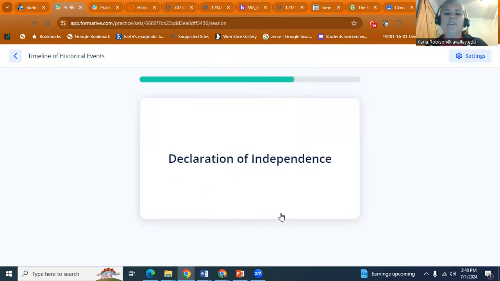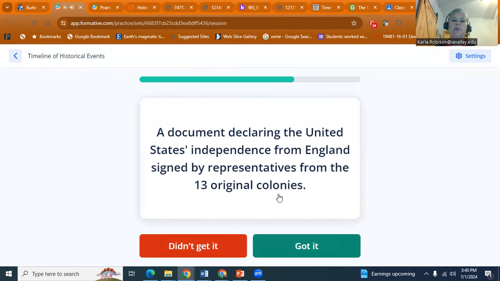And the Declaration of Independence, that is a document stating and declaring our independence from England, and it was signed by the representatives of all 13 original colonies.